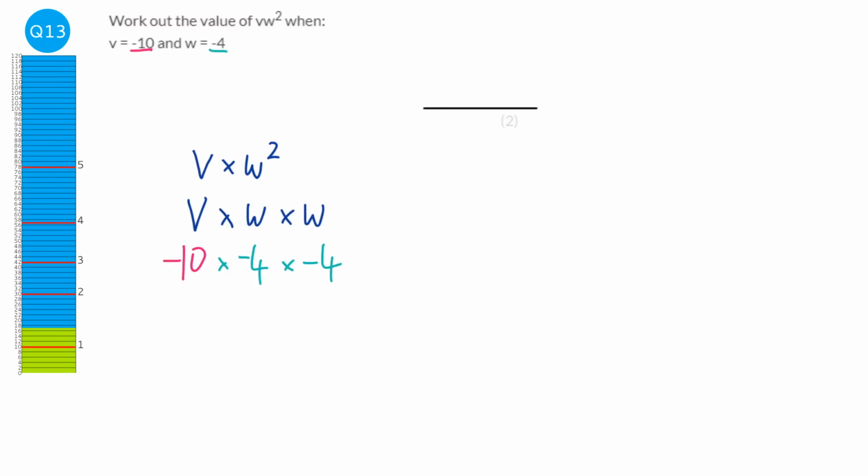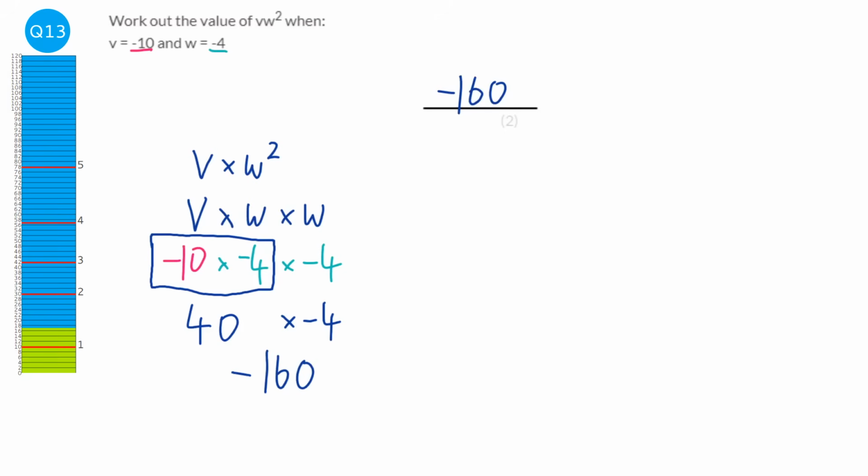Okay, so when you multiply, it doesn't matter which order we do it. So what I'm going to do is just do these ones first, and ignore that times minus 4 at the end. So minus 10 times minus 4, that's a minus times a minus, which is a positive, 10 times 4, which is 40, times minus 4. Now we're going to do 40 times minus 4, so it's a positive times a negative, so that's going to be a negative. And 40 times 4, well, 4 times 4 is 16, so 40 times 4 is 160. So it's going to be minus 160.